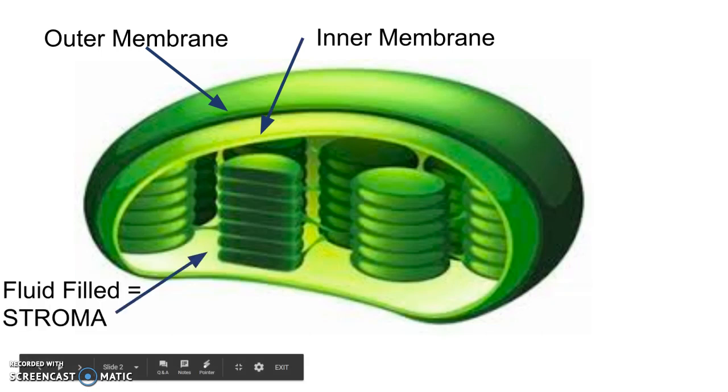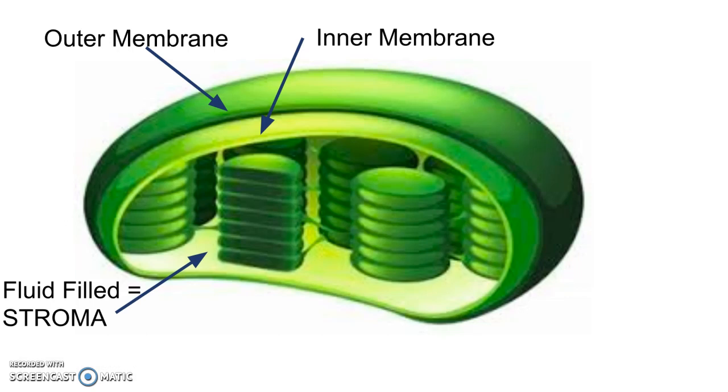Next, it is filled with a fluid. The fluid contains a lot of dissolved chemicals that are going to take part in reactions that we'll see later. And that fluid portion is called the stroma. So anything that's kind of not a structure is a fluid, and it's called the stroma.